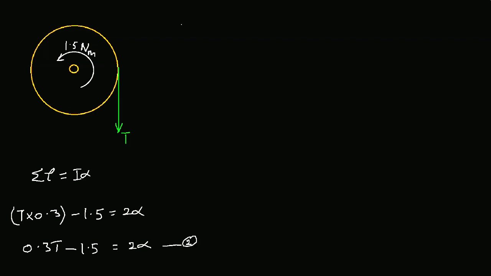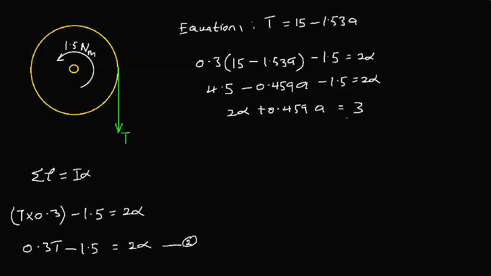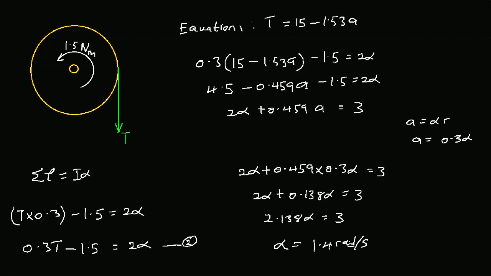If we substitute T from our first equation into this equation, we arrive at 2 alpha plus 0.459a equals 3, where alpha is the angular acceleration of the pulley and a is the downward acceleration of the block. Now the block and the pulley are going to move with the same linear acceleration since the string connects them both. So we have the relationship between the angular acceleration and the downward acceleration as a equals alpha r, where r is the radius of the pulley. So a equals 0.3 alpha. And if we put this into our equation, we can solve for alpha and we obtain 1.4 radians per second squared as our angular acceleration of the pulley.